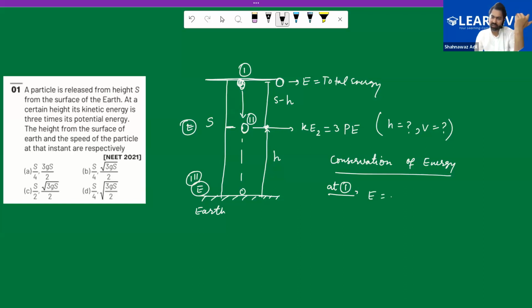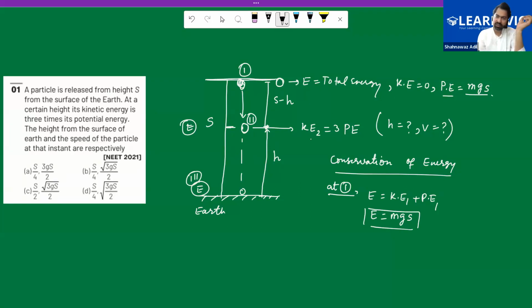So E is kinetic energy 1 plus potential energy 1. In here, kinetic energy is 0. Potential energy, the height is s, so this is mgs. We are measuring from this reference. Whenever we are going above, the potential energy is positive. Whenever we are going down, the potential energy is negative. So in here, the potential energy is simply mgs. This is the first thing.